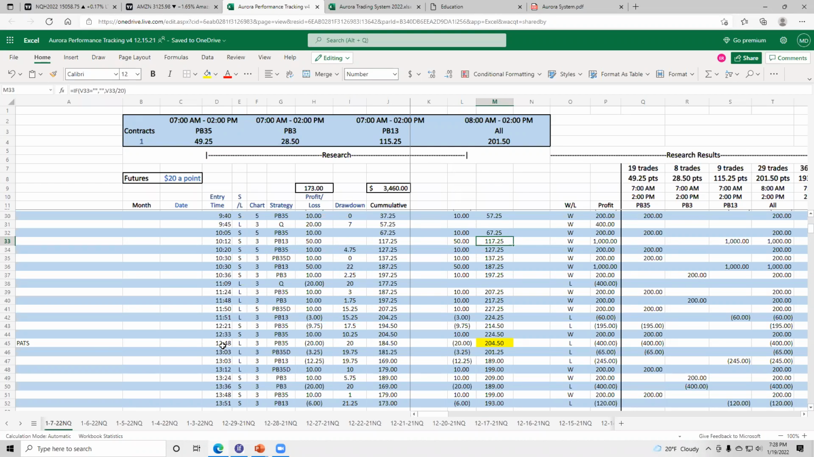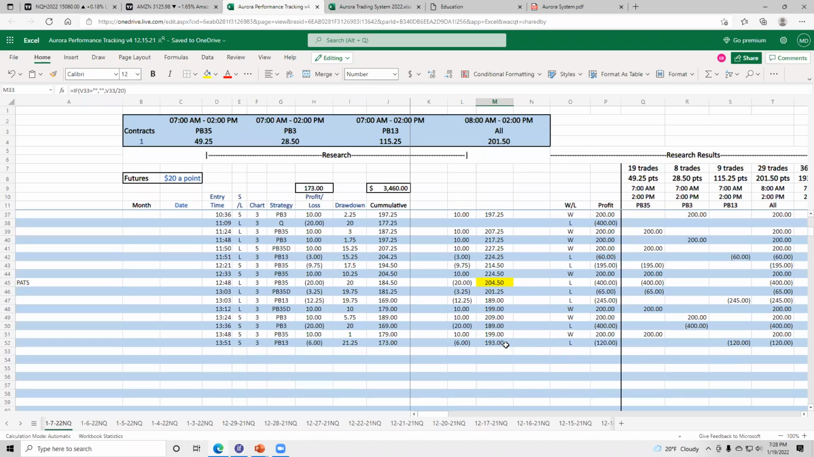So I don't have to trade until 2 o'clock. And I finished with 204.5 points. The rest of the day, actually just donated back a few points, not big, but PATS outperformed the system on the 9th of November, and it outperformed the system here on the 7th of January. And I also spent less time trading than I would by committing myself to the entirety of 7 to 2.